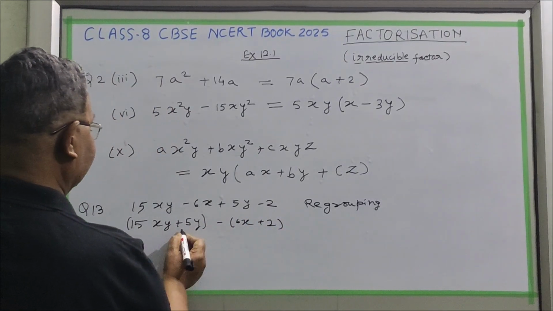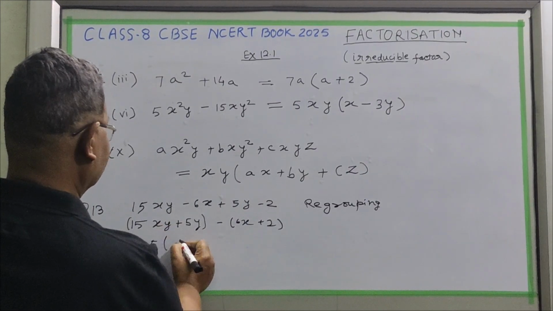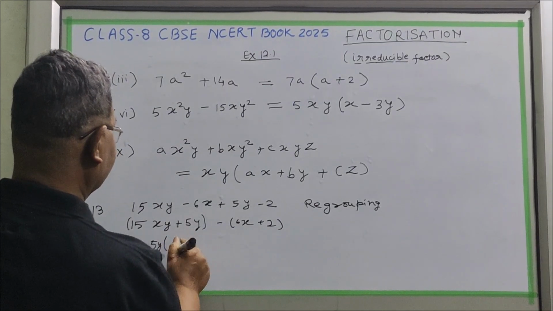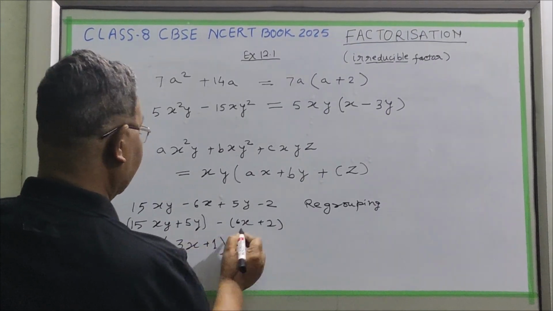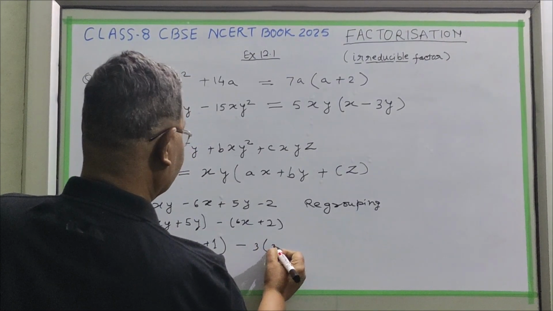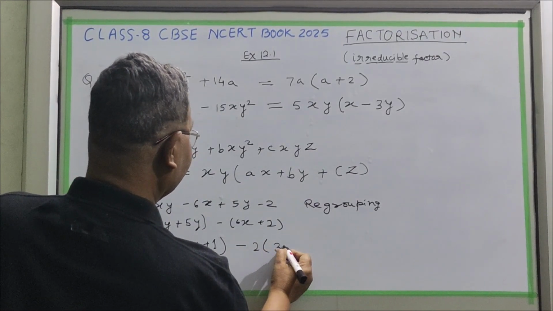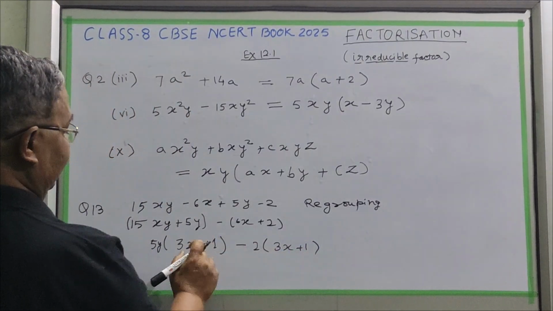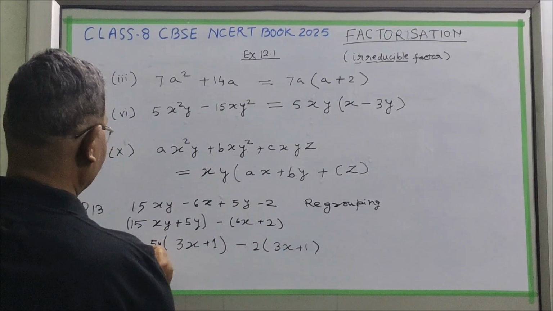So 5 we will divide by 5. So 5 we will take out and it will be 5y. So it will become 3x plus 1. And here also if you take out 2, what will remain? 3x plus 1. So you see, this is common. You have to try with such a number that at least one is common. One is common. So we have done it like this.